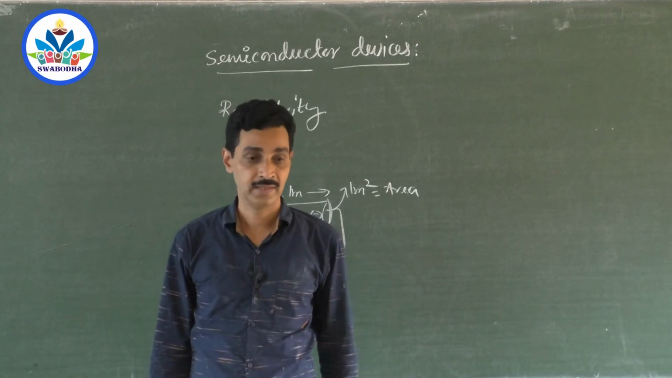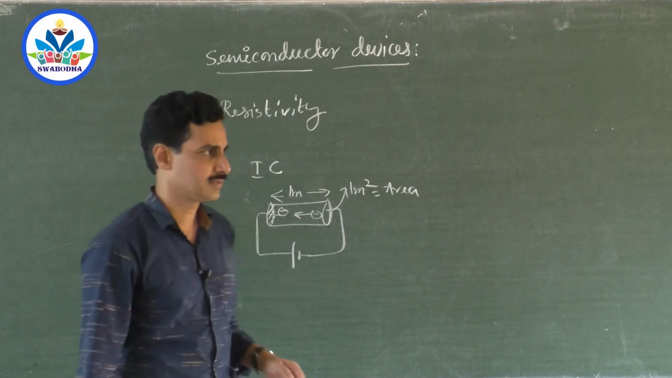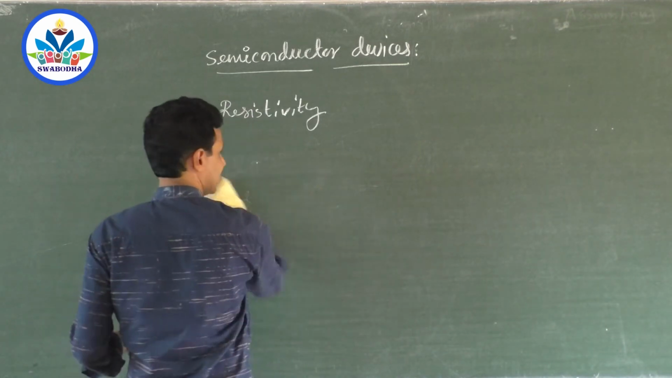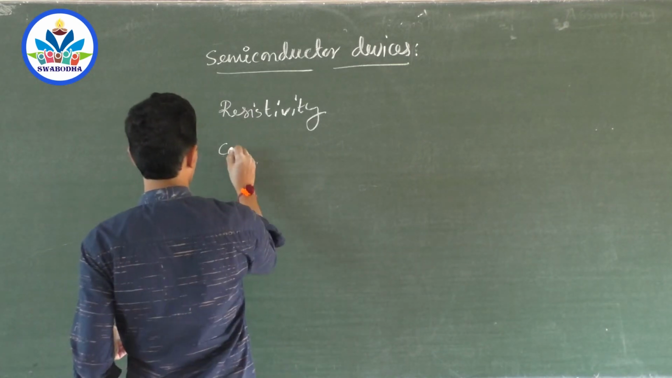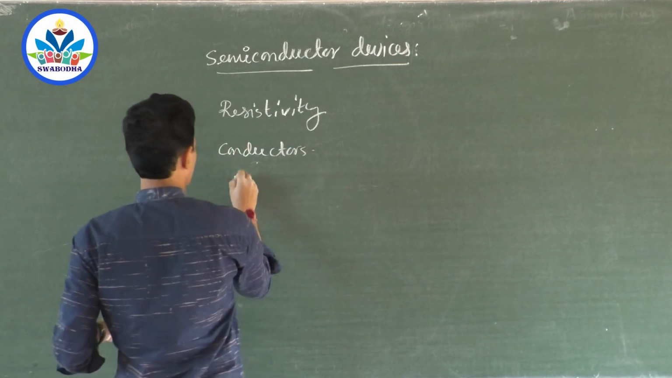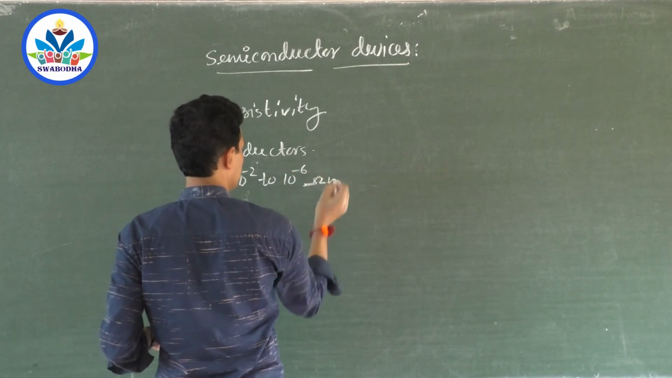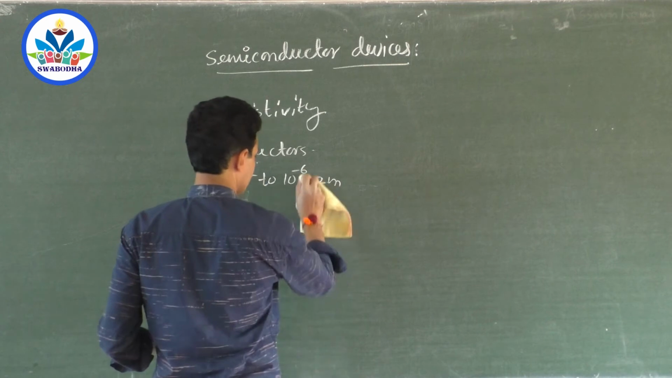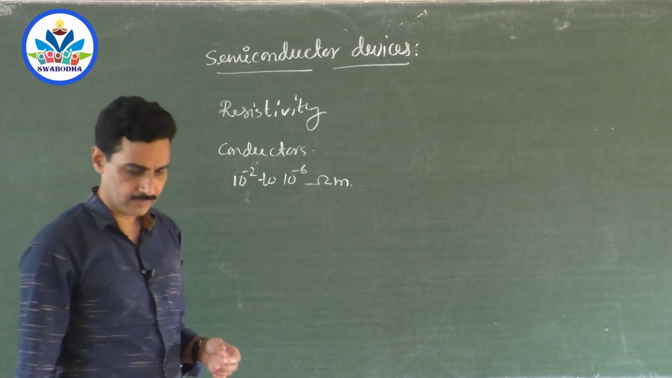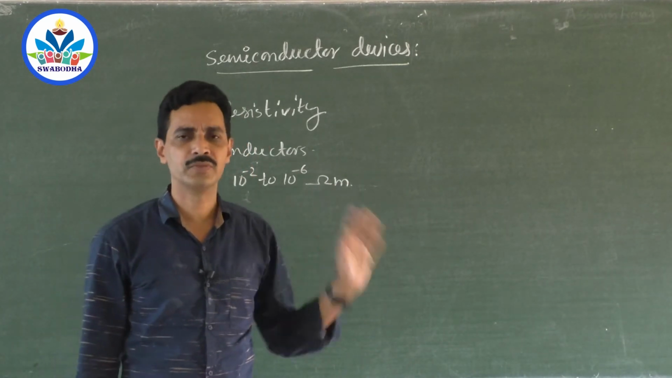That is resistivity. Resistivity of conductors is very, very less, and it is of the order of 10 to the power minus 2 to 10 to the power minus 6 ohm meter. So conductors show very less resistivity. Ohm meter means it is per unit length per unit area of cross section. You will come to know why this unit, ohm meter. So conductors have very less resistivity. They are very good conductors of electricity. They allow the charges to flow through very easily.